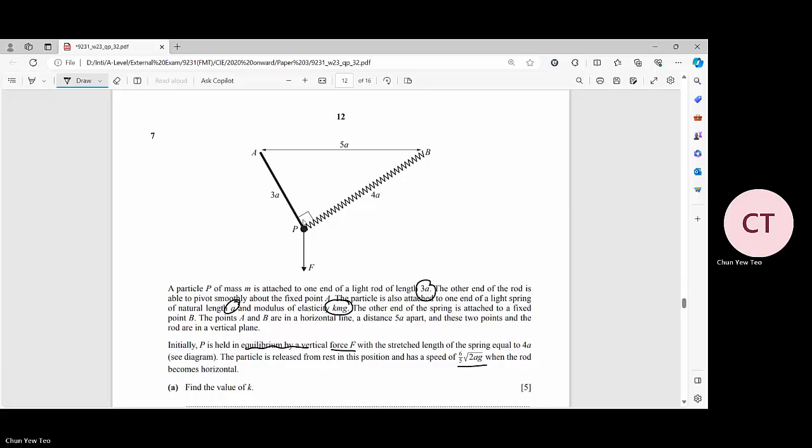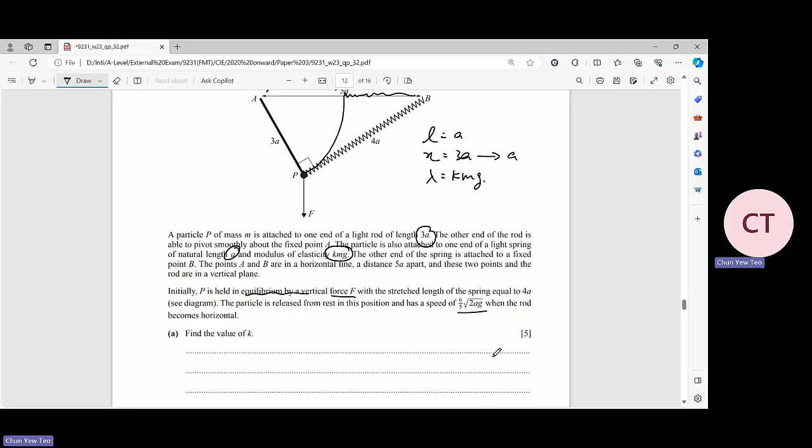So after this, it will go like this. Then the spring, this one is 3A. Now this one has only become 2A. Okay, so your original length of the spring is A. Your extension is from 3A, move to 2A, move to A. Okay, then your lambda is kmg. Okay, we are looking for the k.